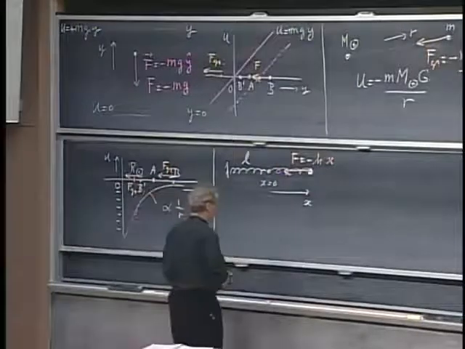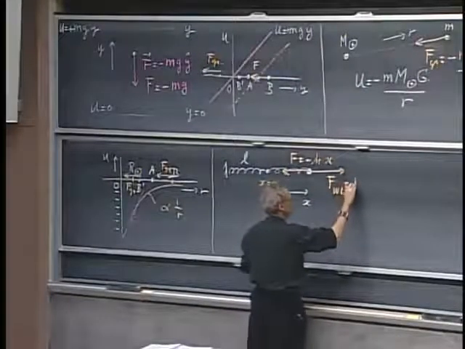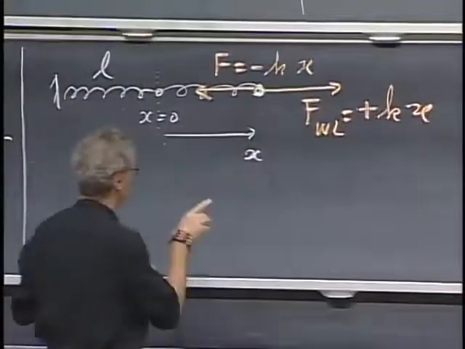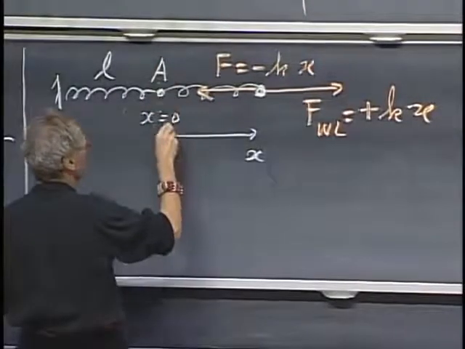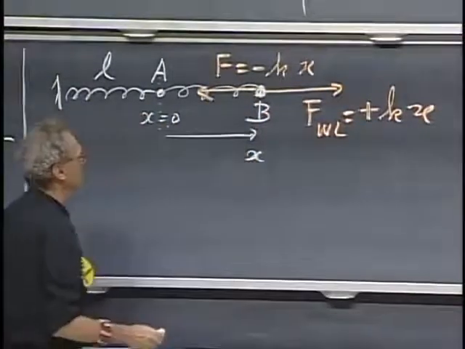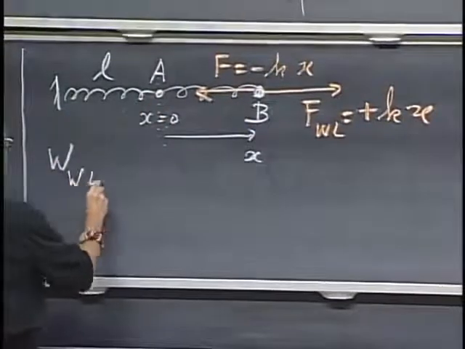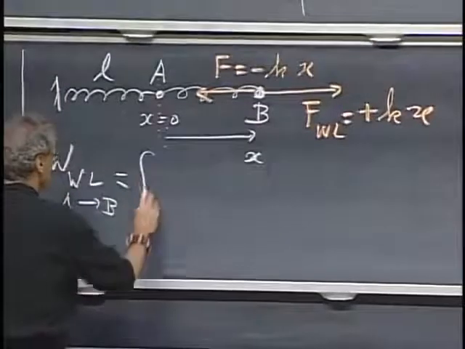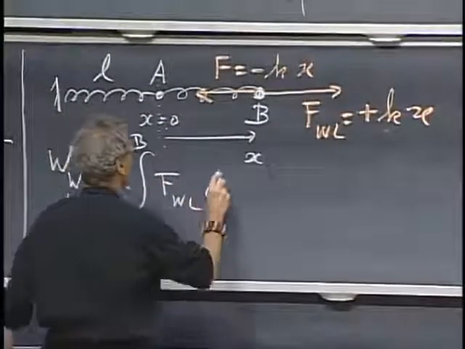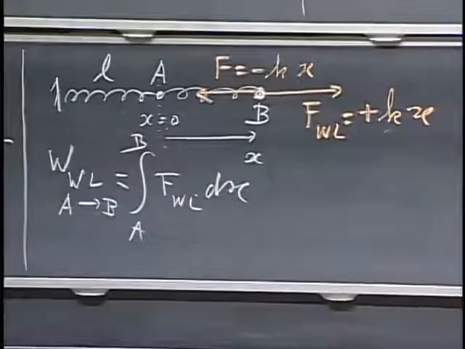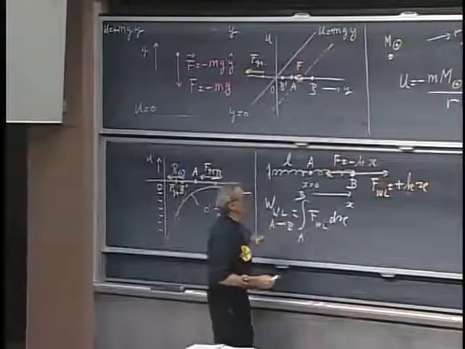There is no friction here. It's clear that if I hold this in my hand, the force of Walter Lewin equals plus kx. It's in the direction of increasing x. If I call this point A at x equals 0, and I call this point B at x equals x, then I can calculate the work that I have to do to bring it from A to B. So the work that Walter Lewin has to do to bring it from A to B is the integral going from A to B of my force dx. It's a dot product, but since the angle between the two is 0 degrees, the cosine of the angle is 1, so I can forget about the fact that it's a dot product.